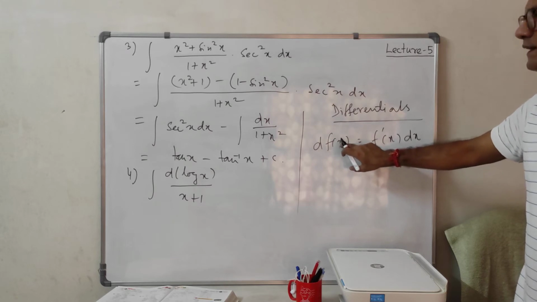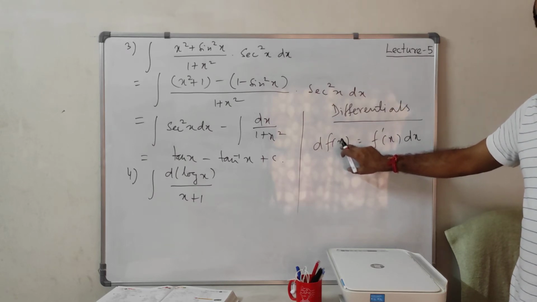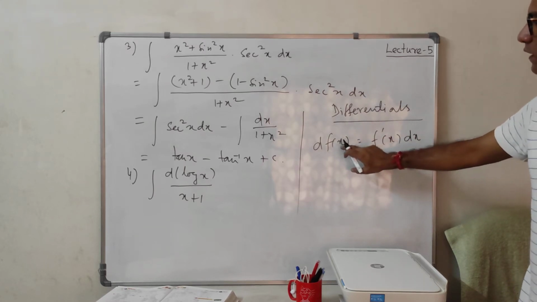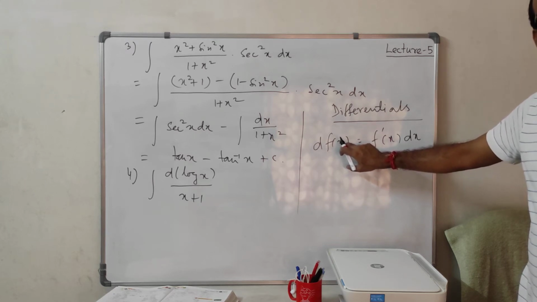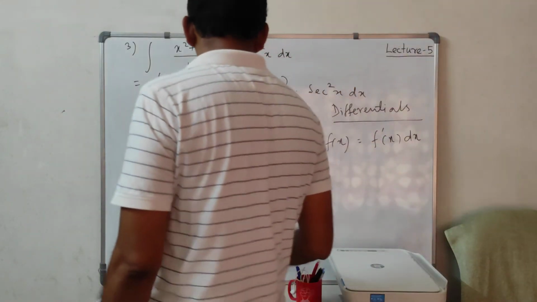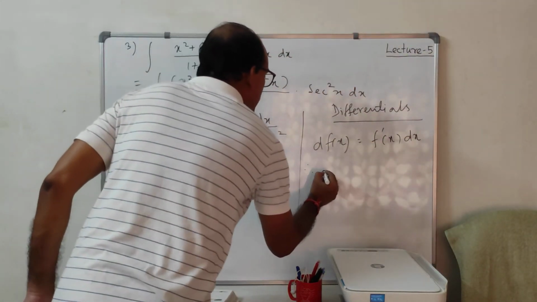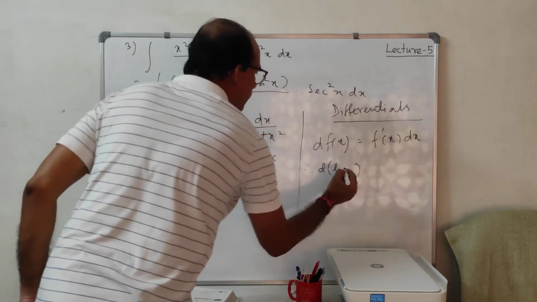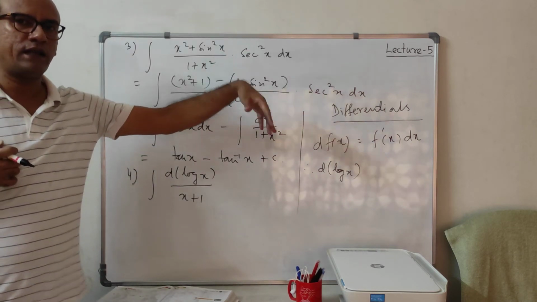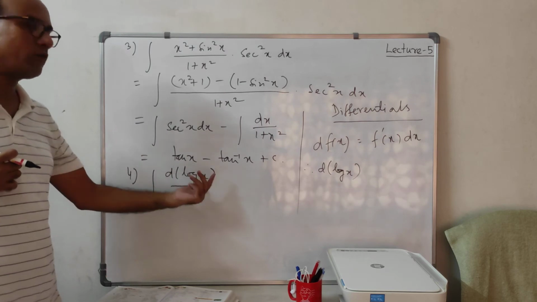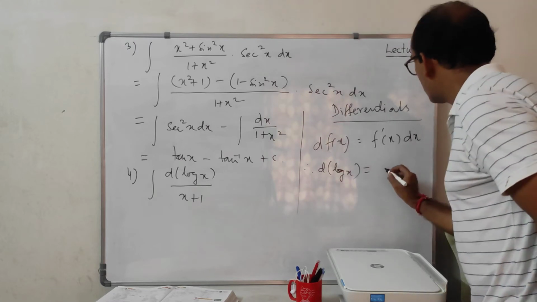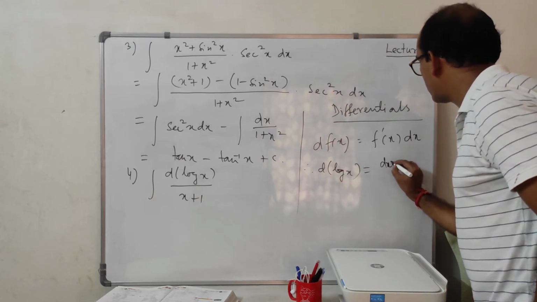If there were u in the function, we had to put du here. If there were some other variable z in the function, we had to put dz here. So this is very simple thing. So what is d of log x? See, we generally see dx in every integral. Here we see d of log x. So you have to simplify these things. D of log x is first differentiate log x, which is 1 by x, and dx. So this is dx by x.